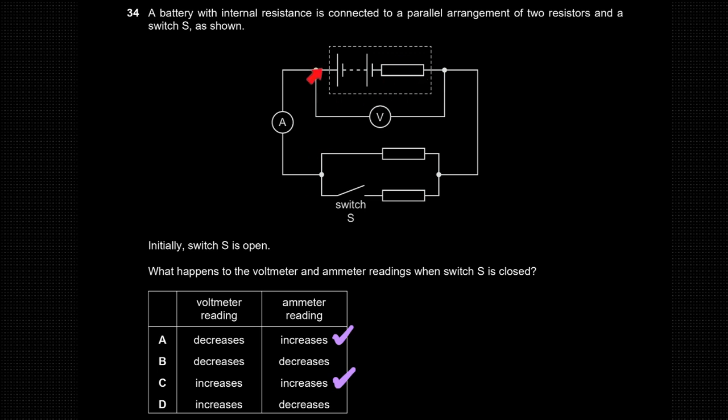And what this voltmeter detects is the terminal potential difference across the cell. So that's E minus Ir. So if the ammeter reading goes up, this means that now there are more volts lost across the internal resistance, so V_T, and hence the voltmeter reading goes down, so decreases. So 34A.